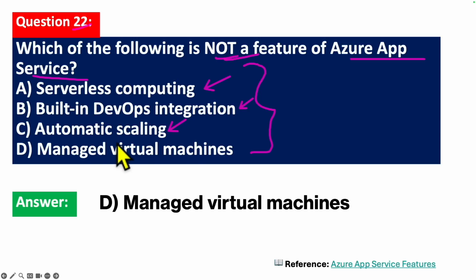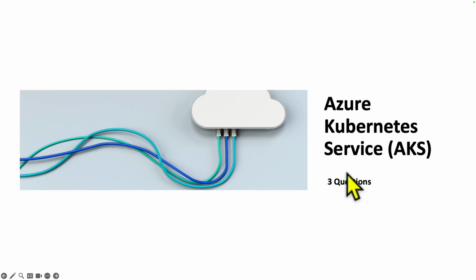So the wrong answer, which is not a feature of Azure App Service, is managed virtual machine. Managed virtual machine is part of an infrastructure as a service. Azure App Service is a platform as a service. So that concludes the Azure App Service section.